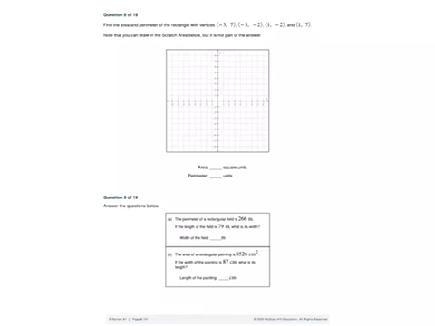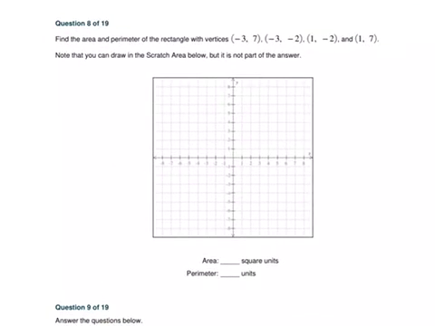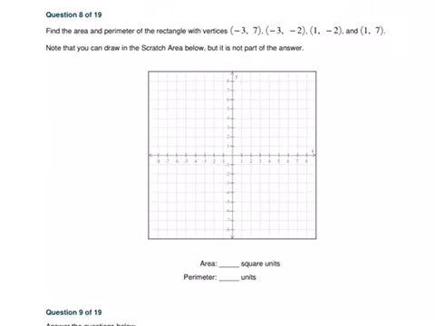The next question on the test, question 8 on the test, has you draw a rectangle and then figure out what its area and perimeter is. Okay, so first you're going to plot the points. So -3, 7 is right here. -3, -2 is right here. 1, -2 is right there, and 1, 7 is right there, and there's our rectangle.